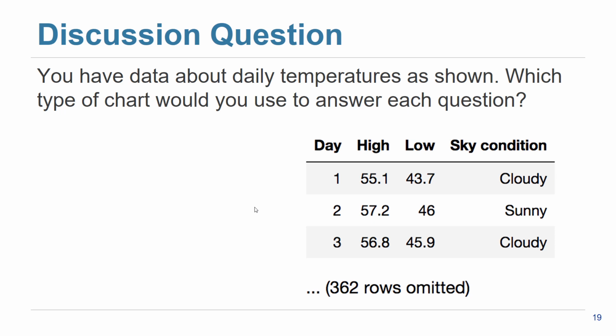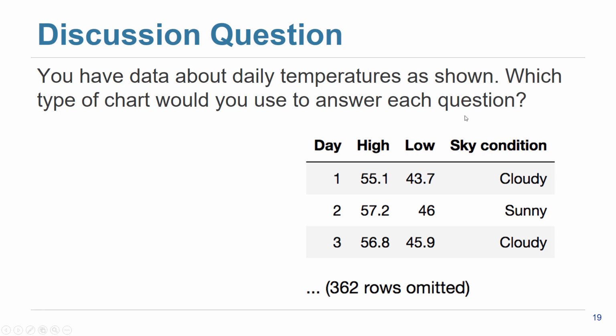Given that we have data about daily temperatures, so here we have a table. In each row, we have the high and low temperature for a given day. We also have the sky condition. So the first day, the high temperature was 55.1, the low was 43.7, and it was cloudy. And so on. So we are getting these measurements over about 365 days, which is over a year. So this is the data that we have.